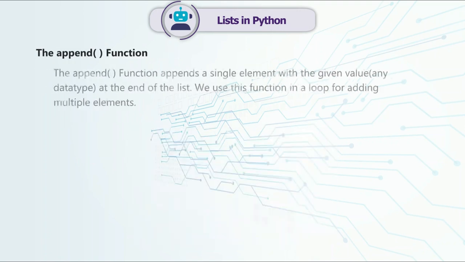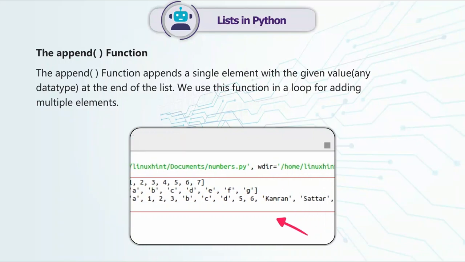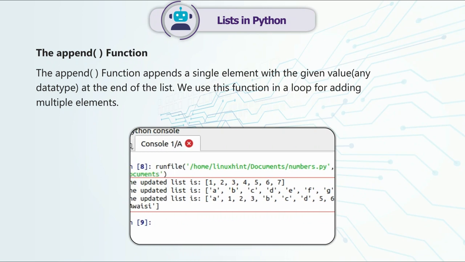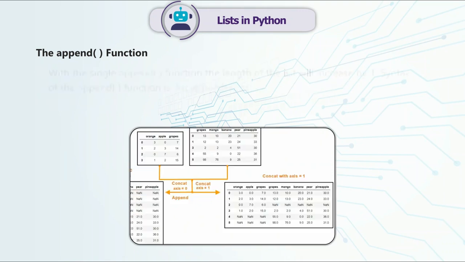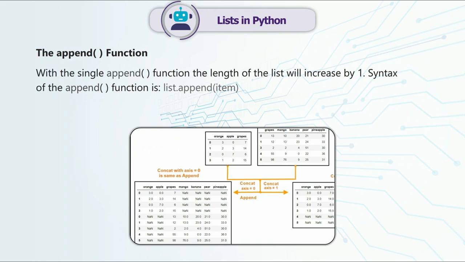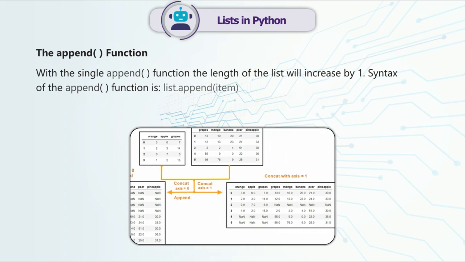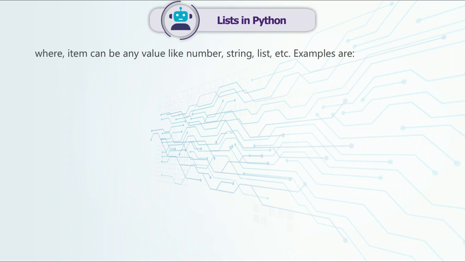The append function. The append function appends a single element with the given value, of any data type, at the end of the list. We use this function in a loop for adding multiple elements. With a single append function, the length of the list will increase by 1. Syntax of the append function is list.append(item), where item can be any value like number, string, list, etc.